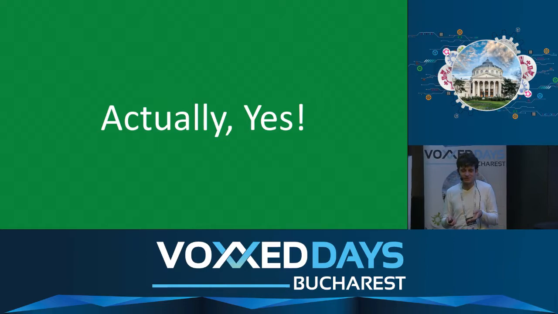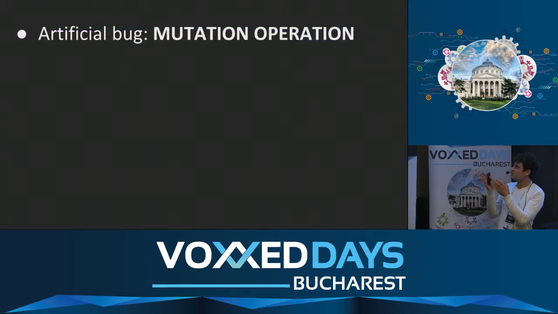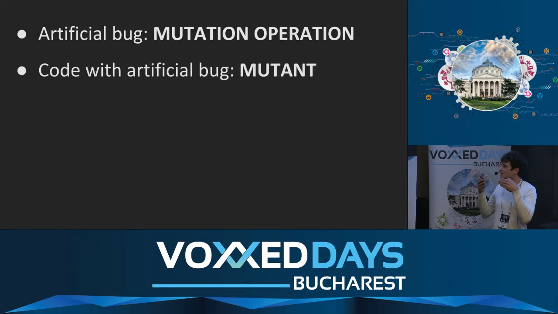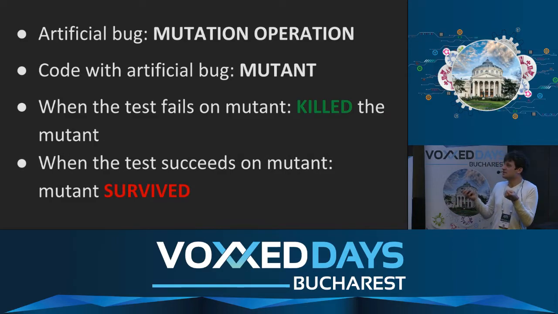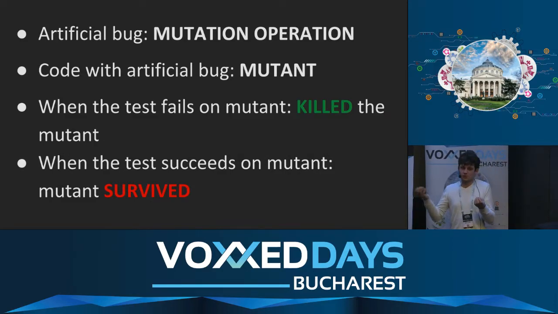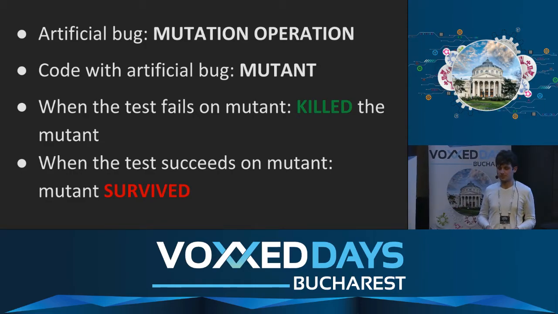But before we do that, let's clarify the terminology. This artificial bug is called a mutation operation. Code with an artificial bug, so this changed code, is a mutant. When the test fails on the mutant, we say that it killed the mutant. However, if the test succeeded even though the code is mutated, we say that the mutant survived.